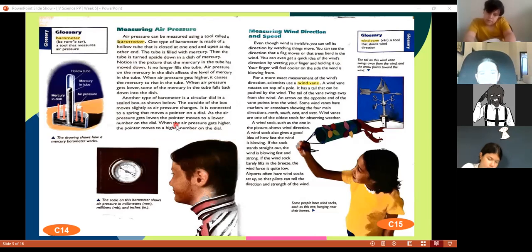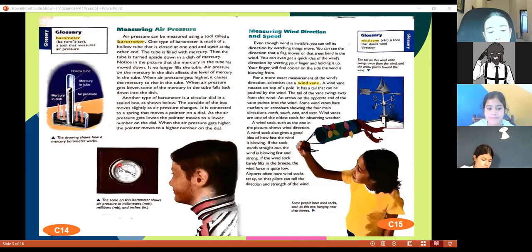Excellent. Thank you so much, Lucia. So it's the same. Look, with the barometer, we have two ways to represent it. Number one, you see the tube, there is mercury in the tube, and the mercury is going to move up or down according to the air pressure. And the other representation is the circular dial. It's going to show the air pressure on the dial. As you see here, it points to a number.